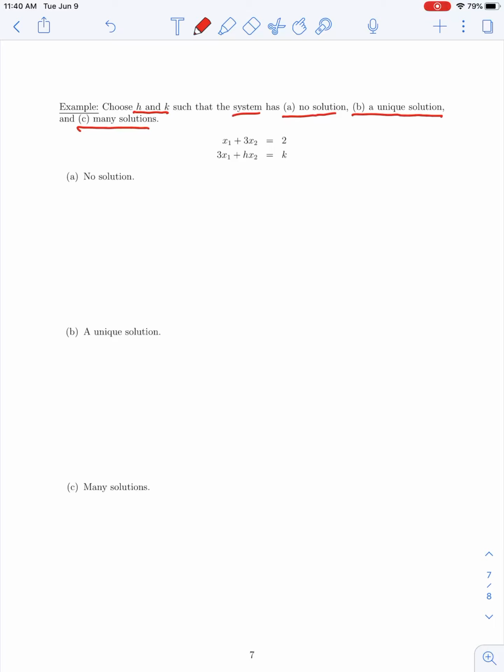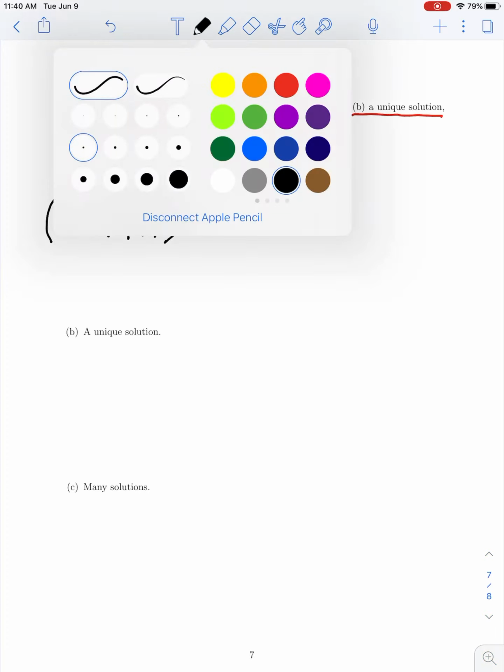So let's take a look at this. In part A, we want to know what the values of these constants h and k would have to be to have no solution. So making use of the theorem that we just looked at, we would want to express this as an augmented matrix, where here we have a first row of 1, 3, 2, and our second row would be 3, h, k. And I want to row reduce this to row echelon form.